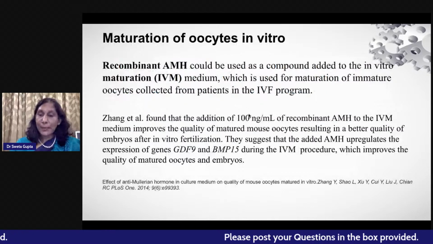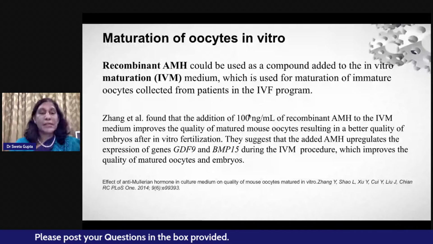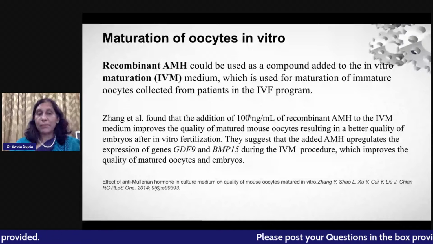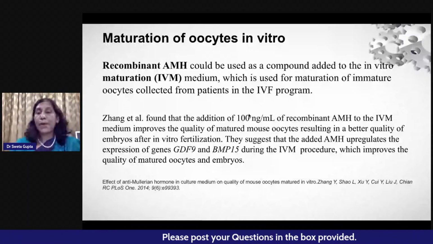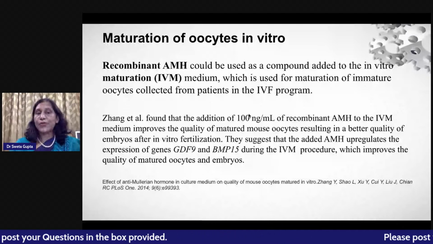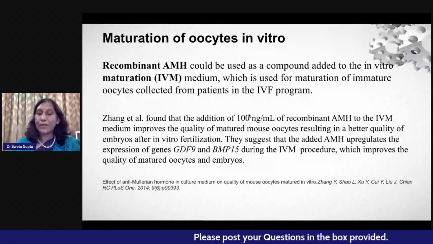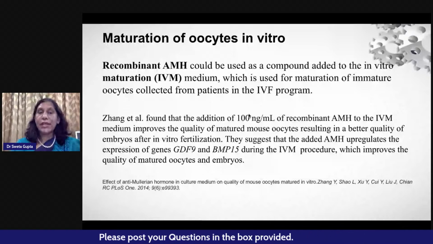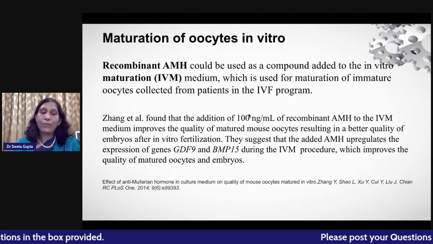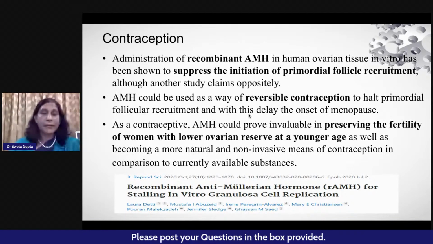Now, there are some experimental uses which have not yet become day-to-day use, but this is a beautiful study by Zhang et al., where recombinant AMH was used as a compound added to the in vitro maturation medium, which can be used for improving quality, and we can get better quality embryos after in vitro fertilization. They added 100 nanograms per ml of recombinant AMH to the IVM medium, which showed improvement. Of course, we need more studies before this becomes day-to-day practice.